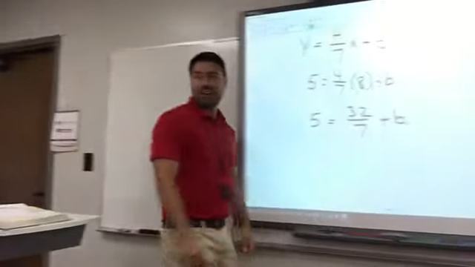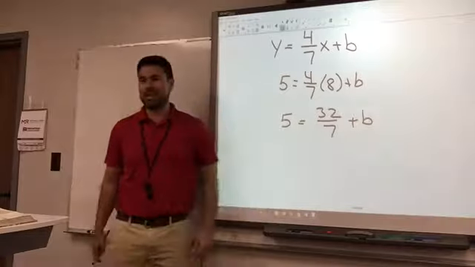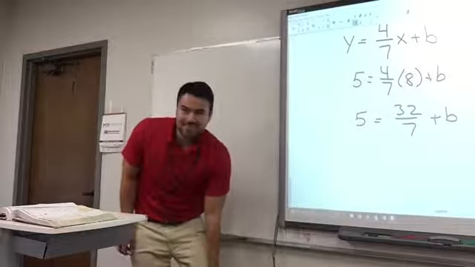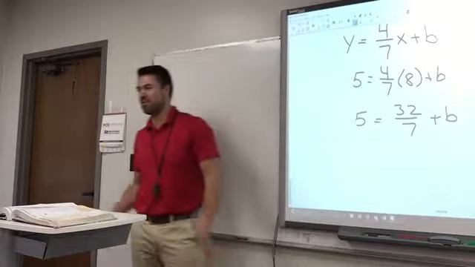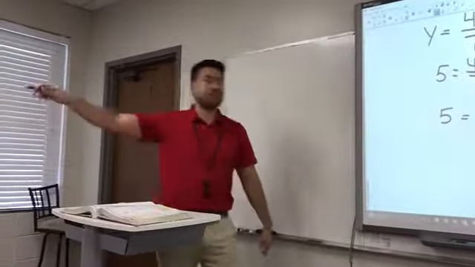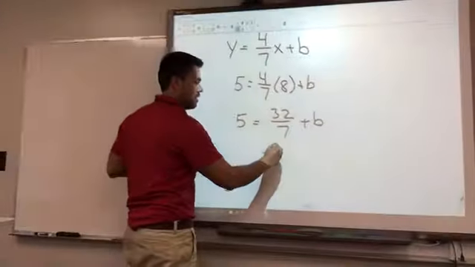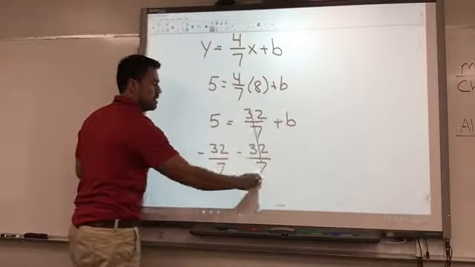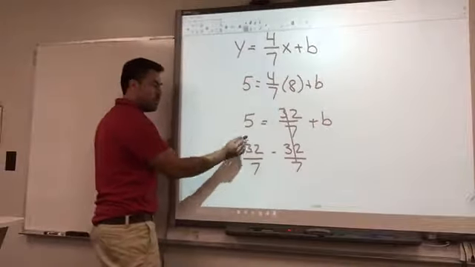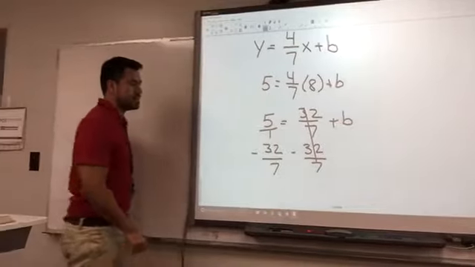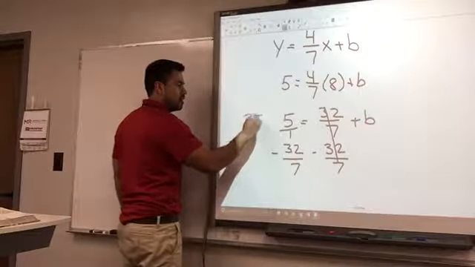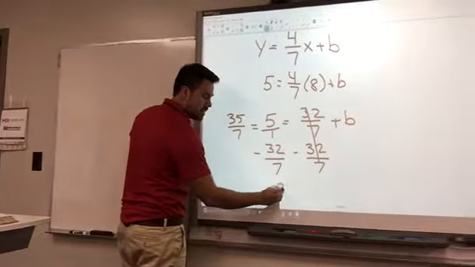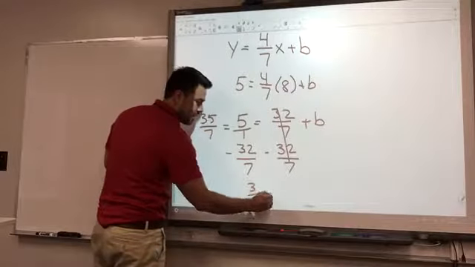All right, so what do I do to solve for b? You subtract 32/7 from both sides. So I have maybe half of you with me still. Okay, good. Can I just subtract these like they are? Nope. What's the common denominator? 7. Change this into 35/7. 35/7 minus 32/7 is 3/7. And that's equal to b.